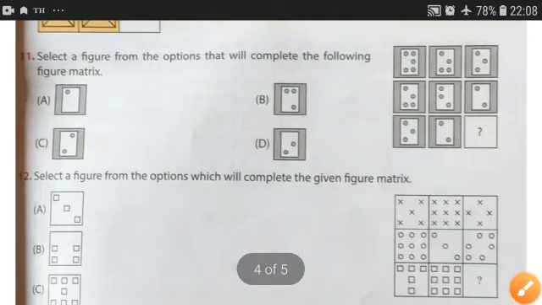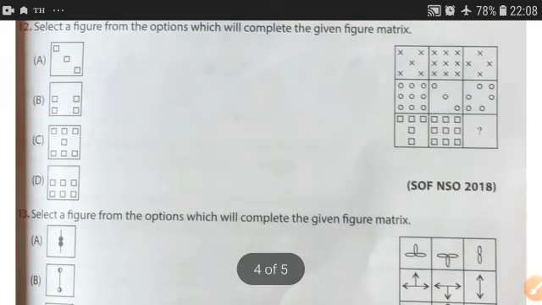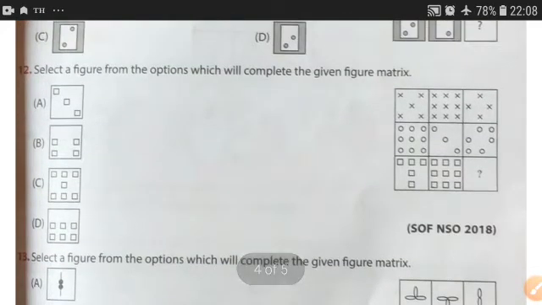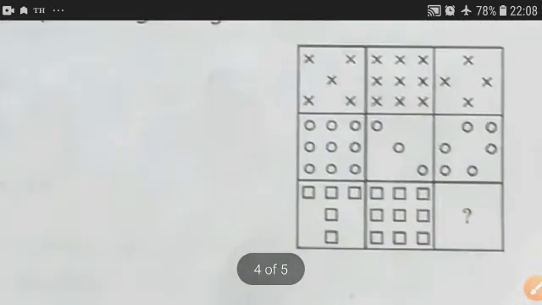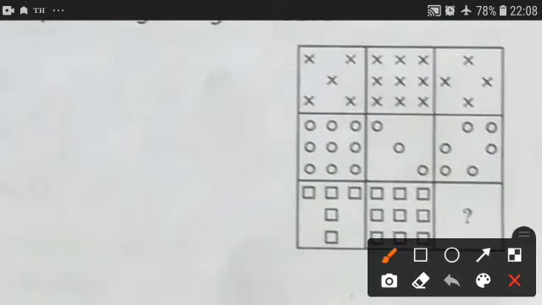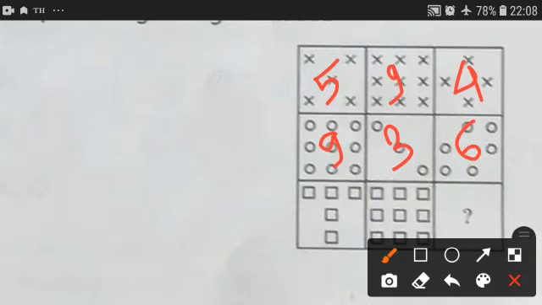Now moving further to the next type of question, that is question number 12. Select the figure from the options which will complete the given figure matrix. Okay, so this is a figure matrix we have. Check here, we have 5 stars or crosses. Okay, we have 9 crosses, this is 4 crosses. Here also we have 9 circles, 3 circles, and 1 2 3 4 5 6 circles. We have 5, 9, and we have to find how many circles will be.